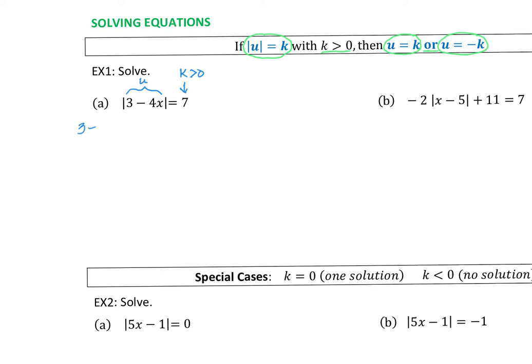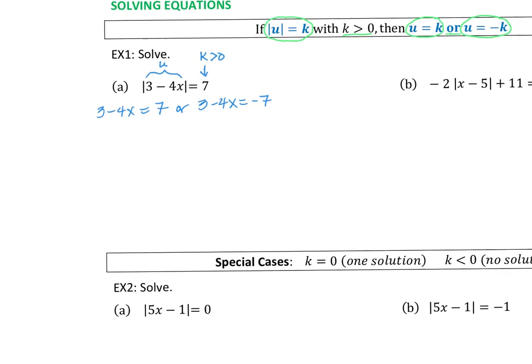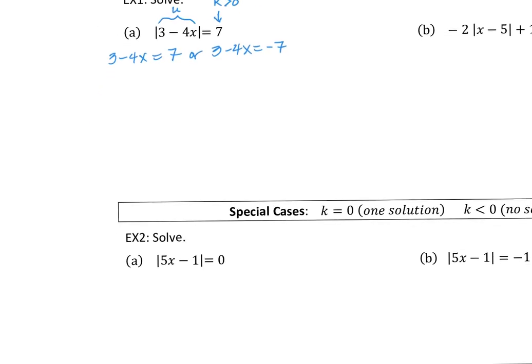Erase that. So 3 minus 4x equal to 7, or 3 minus 4x equal to negative 7. So what's inside the absolute value has to equal positive 7 or negative 7. And then we would just solve these equations separately. If I subtract 3 from both sides, I get negative 4x is equal to 4. And then dividing by negative 4, x equals 4 over negative 4, which gives me negative 1. So that's one possible solution.